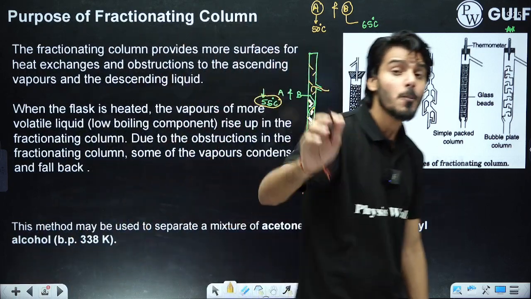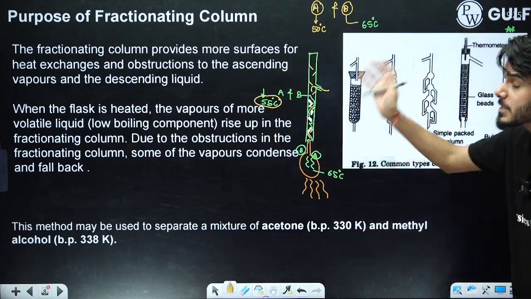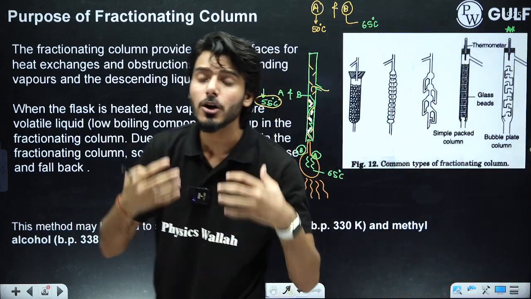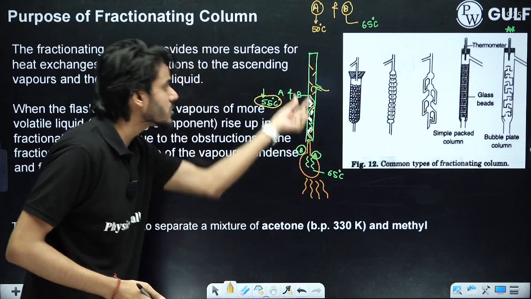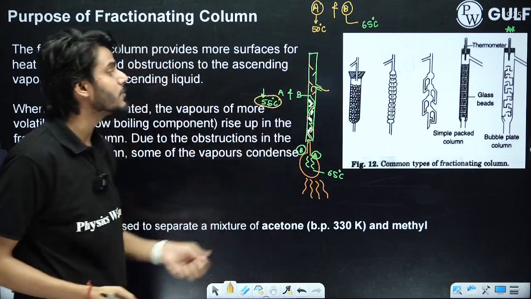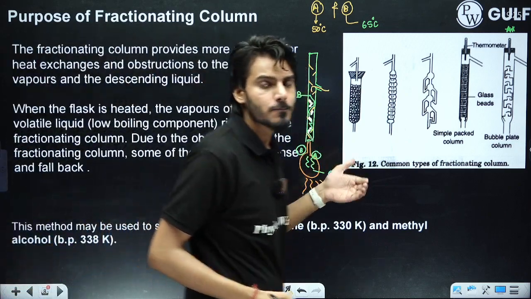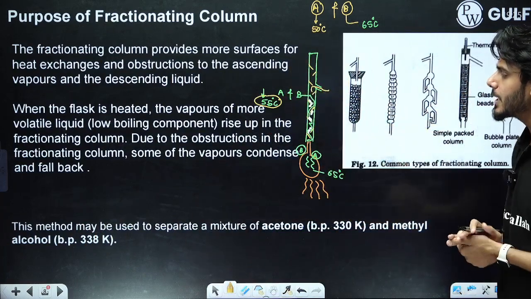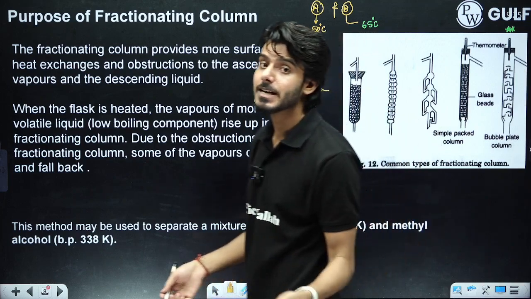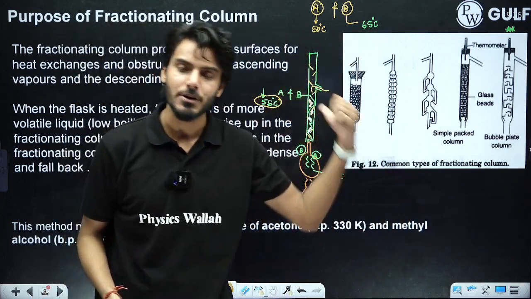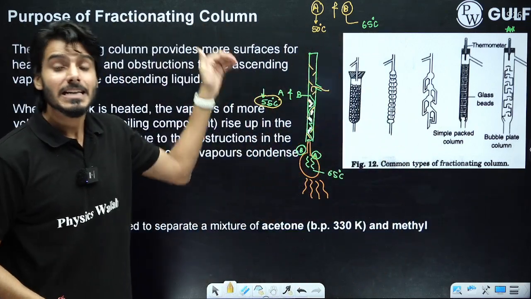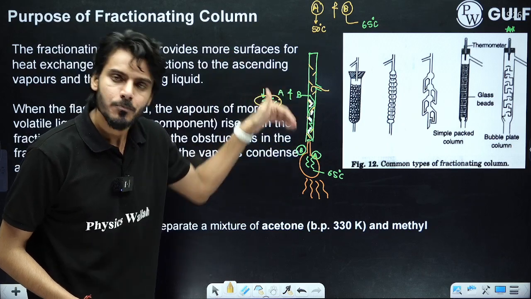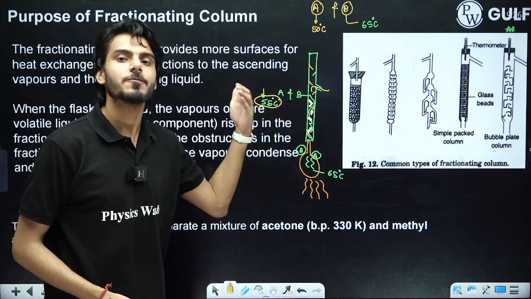And this is how, by using this fractioning column, which is nothing but creating a lot of obstacles in the path of the vapor, the temperature decreases because of these obstacles. One of the organic compounds remains in vapor state and goes into the Liebig's condenser and gets separated, but the other one gets condensed back into the liquid state in the beaker. This is how we use fractional distillation.